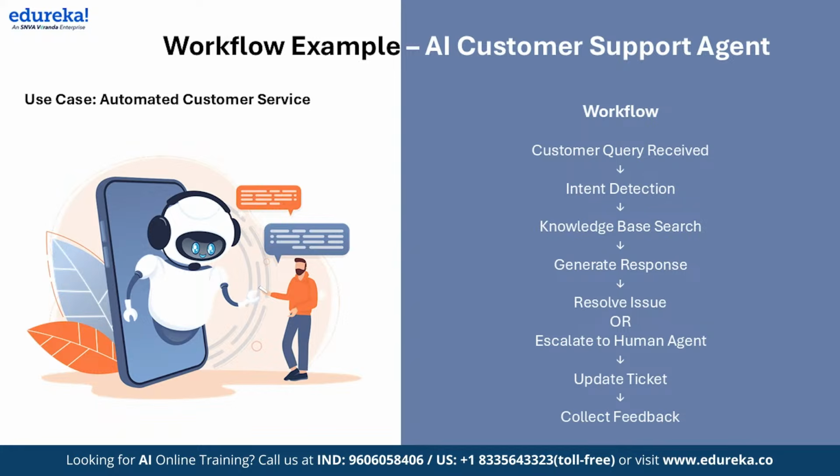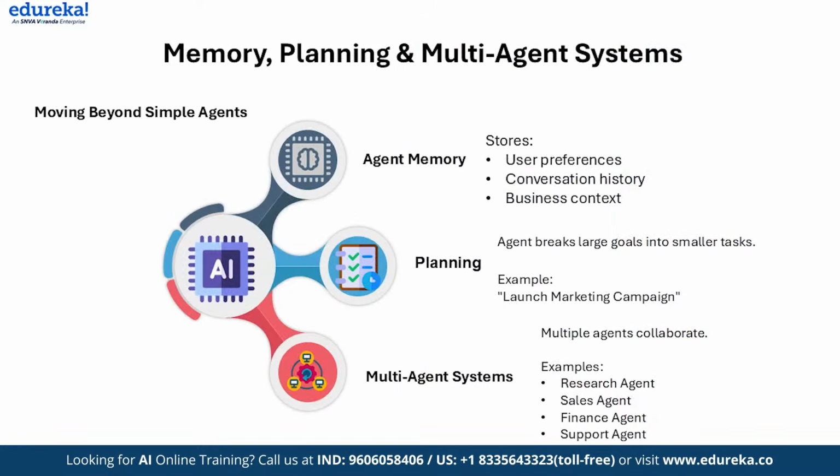So this will provide 24/7 support and instant responses to your customer queries, and it will significantly reduce the burden on your human support team. Now, I would like to talk about one important criterion in agentic AI system design, which is memory, planning and multi-agentic systems. Now we are moving into advanced territory here. To build a robust agent, we need to move beyond simple prompt and response cycles.